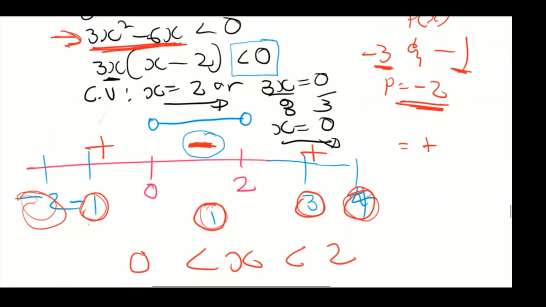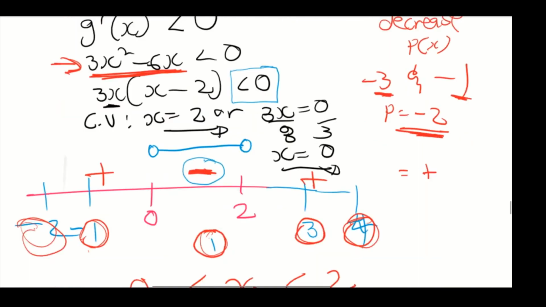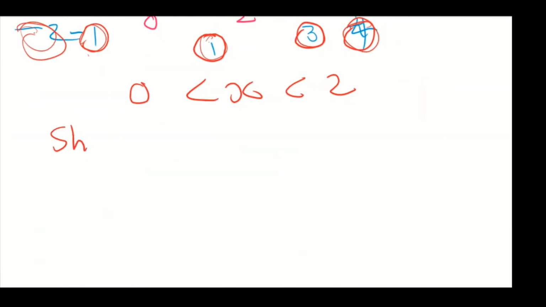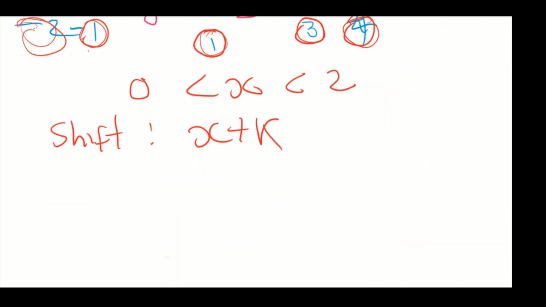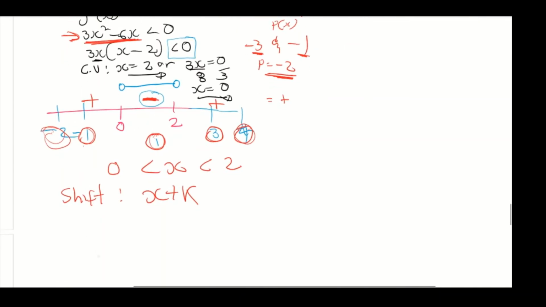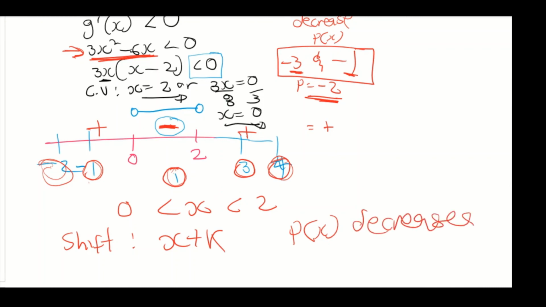And remember that we're still not done. We want to find the value of k. Let's take this expression here. There's a shift of x plus k, right? And we are also told that the graph of p of x decreases at points between minus 3 and minus 1, right?